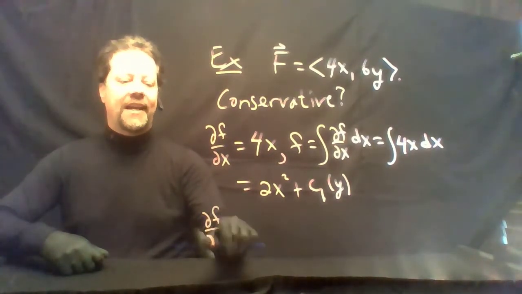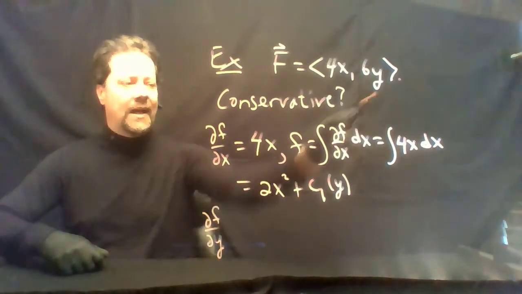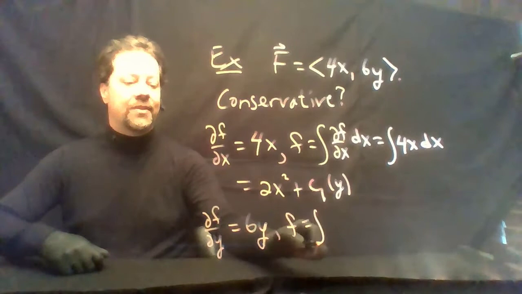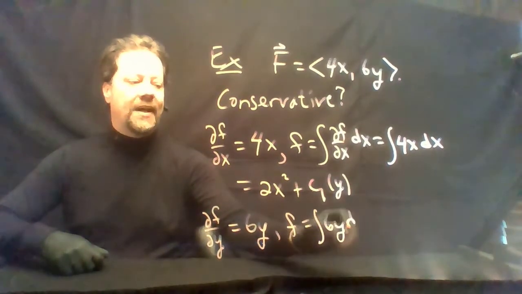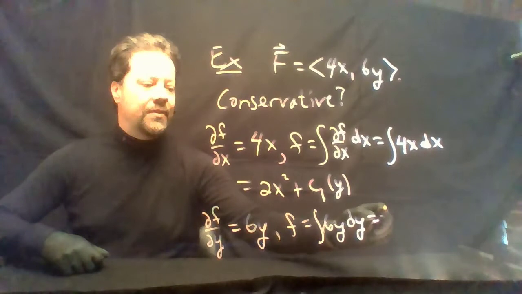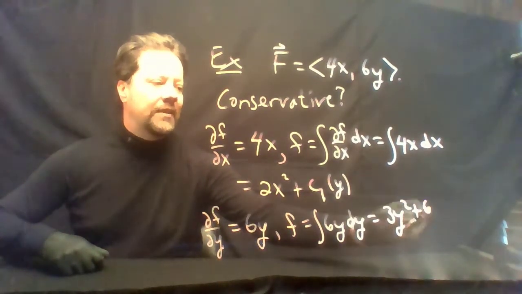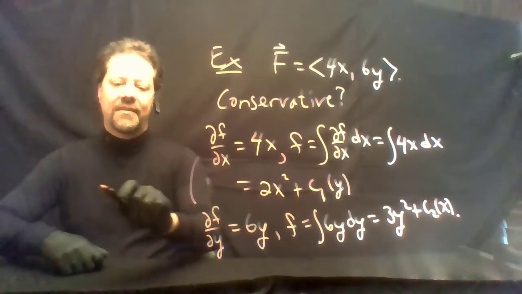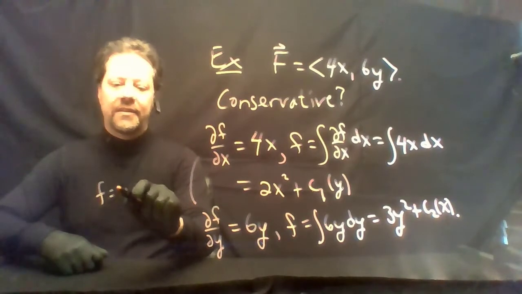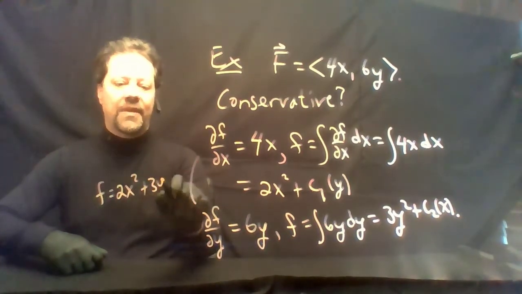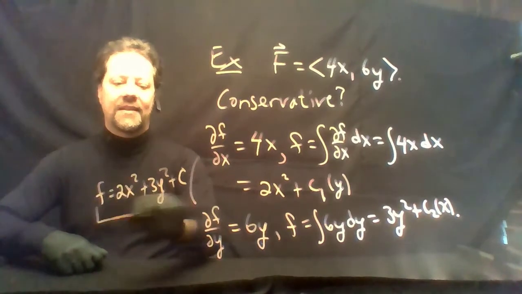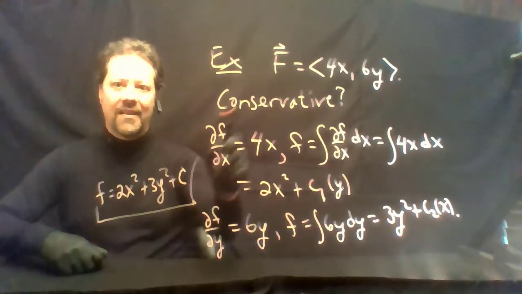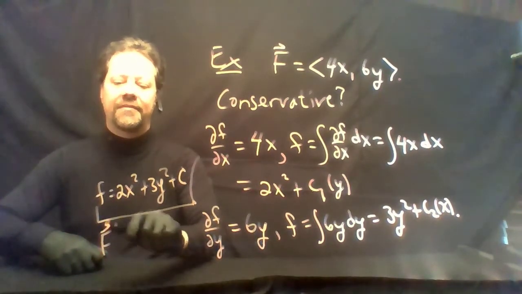Similarly, we have to have the partial derivative of the potential with respect to y equals 6y. That means f must also have a representation of the integral of 6y with respect to y, which gives you 3y squared plus an arbitrary function of x. Reconciling these two answers, you get a potential function of 2x squared plus 3y squared plus an arbitrary constant. In other words, since the potential function exists, this vector field is conservative.